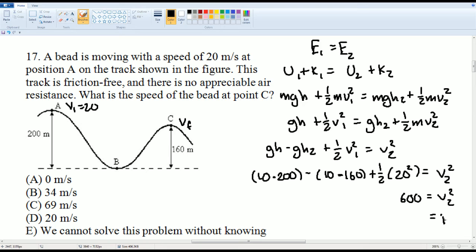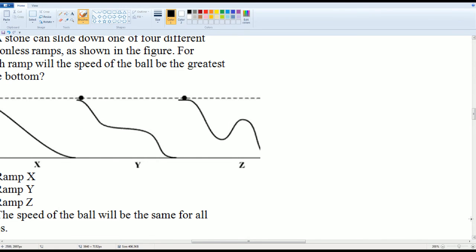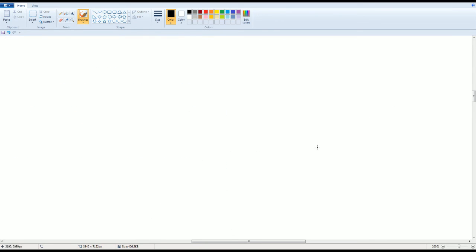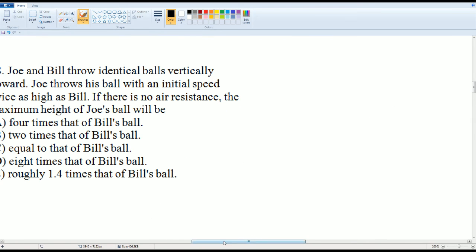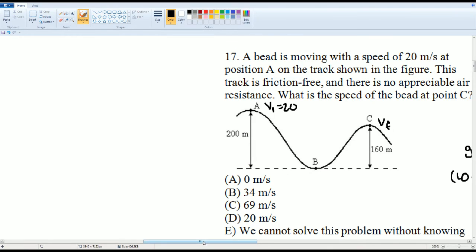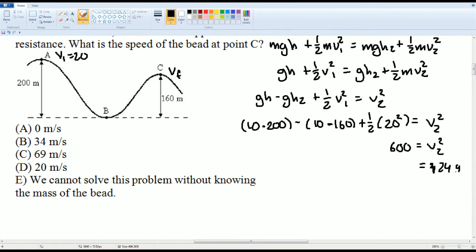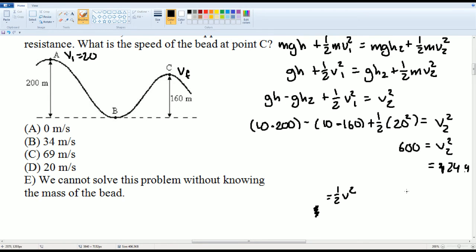Speed is 24.49. Hold on. Give me a second. Let me pause the video. I want to check my errors, okay? Okay. I made a mistake here. Shoot. Look, watch this. This whole thing is wrong.